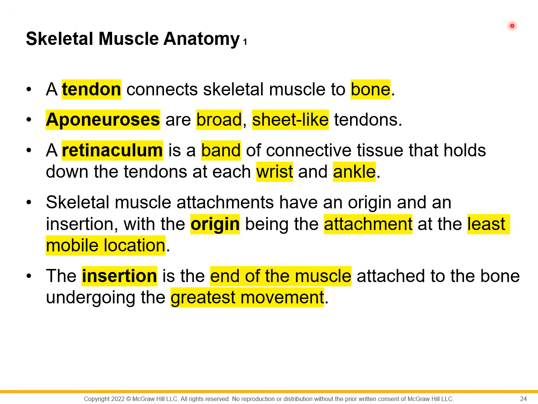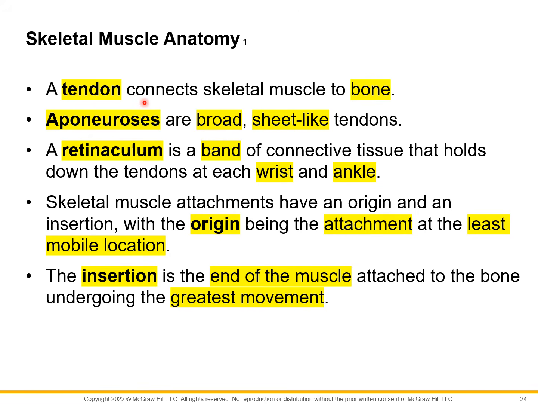All right, this next slide talks about muscle anatomy, or skeletal muscle anatomy, specifically the other structures aside from the actual muscle cells. So first up are tendons. These are sheets of connective tissue that could connect the muscles to bones. If the tendons are broad and sheet-like, we would refer to them as aponeurosis.